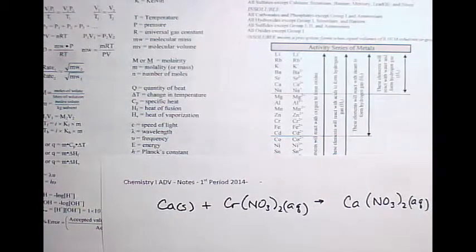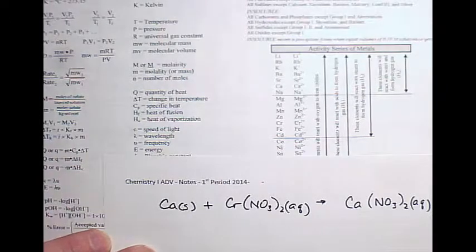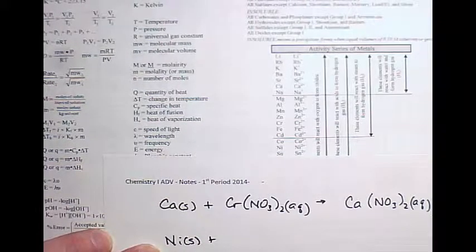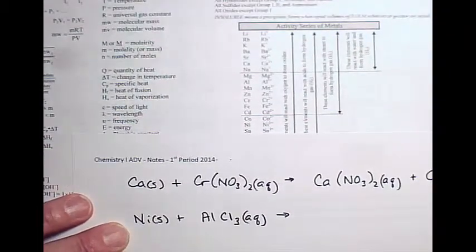All right, you just got to use the activity series to predict whether a reaction will happen or not. Okay, so let's look at another one now, an example of one where no reaction occurs, and look at how you're going to write that when it happens. Let's say I've got nickel, the metal, it's by itself, and I'm going to use aluminum chloride. Okay? Nickel and aluminum chloride.